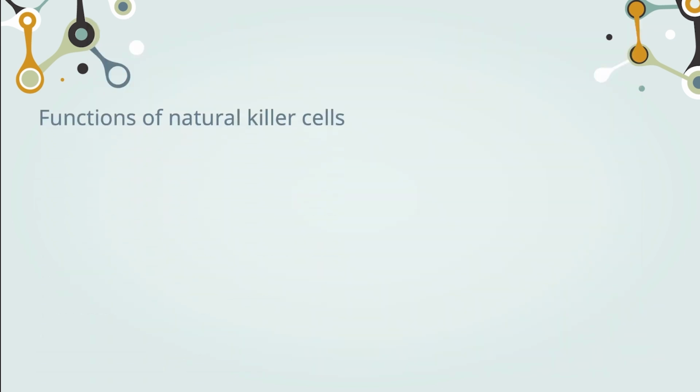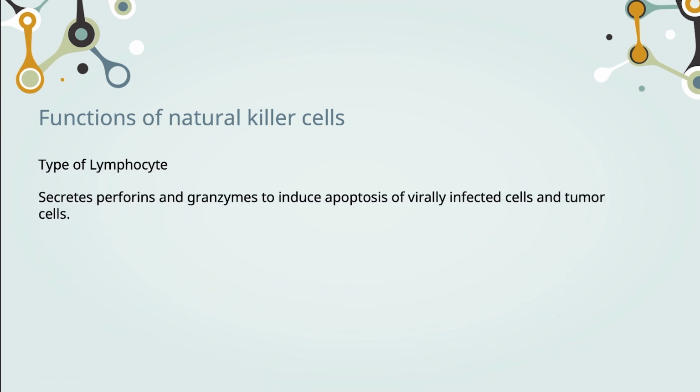Now let's talk about functions of natural killer cells. Now you might be wondering why I am only focusing on natural killer cells, which are part of innate immunity, but there are other cells as well, right? But the reason I'm focusing on NK cells, or the natural killer cells, is because from the exam point of view, these are super high yield, all right? So what are natural killer cells? They're nothing but a type of lymphocyte which secretes porphyrins and granzymes to induce apoptosis of virally infected cells or tumor cells.